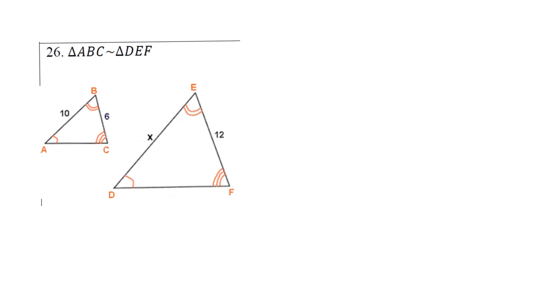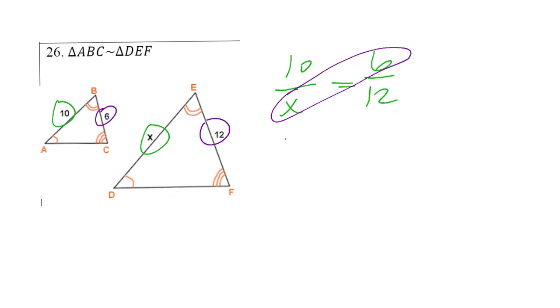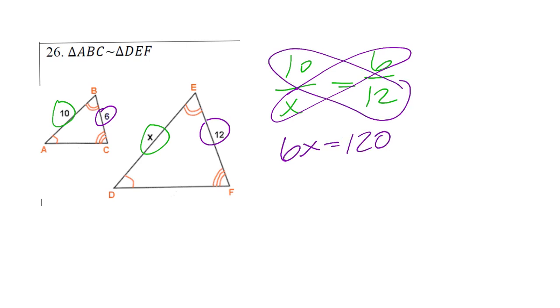Here we want to make sure we use the angle markings to set up the proper proportions. So we're going to have 10 over x equals 6 over 12. Then we want to cross multiply. 6x equals 120. Divide by 6 on both sides. x equals 20.